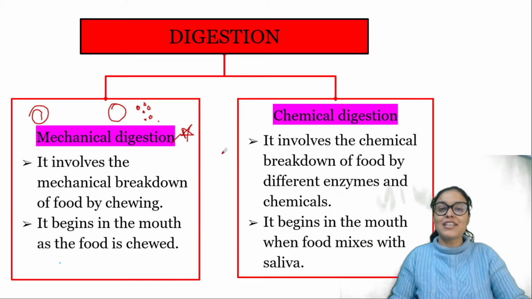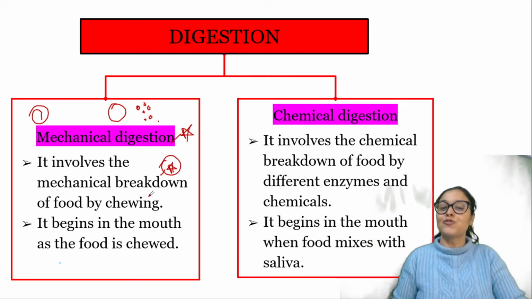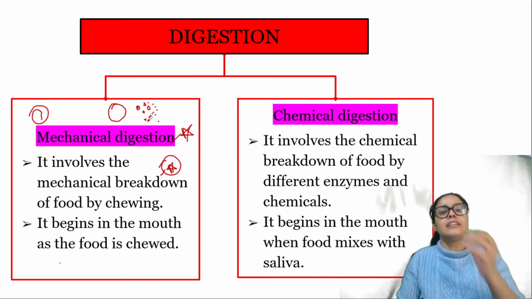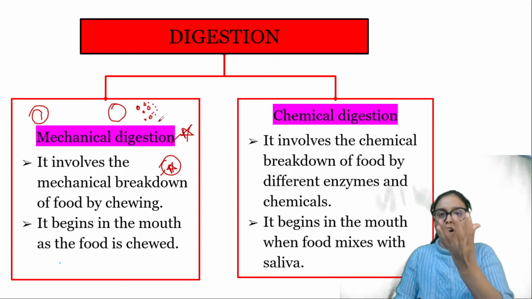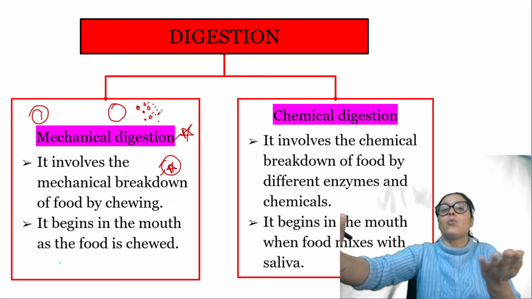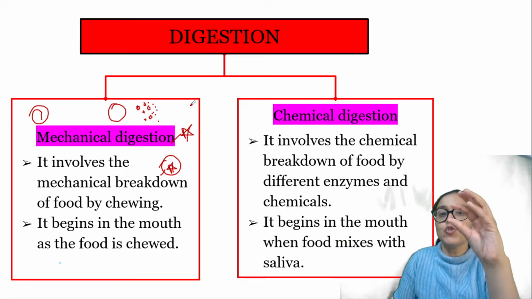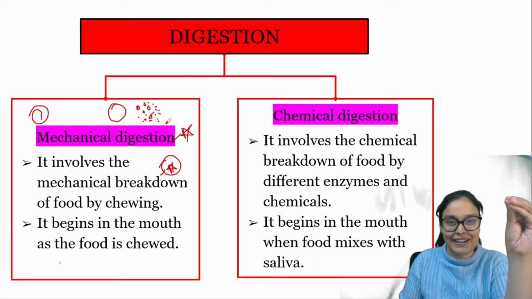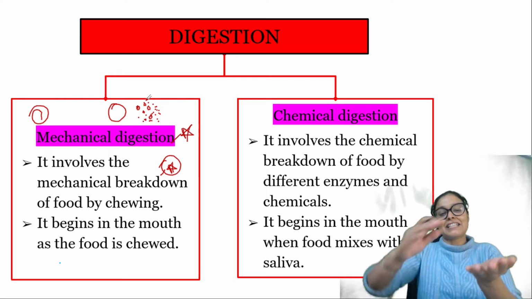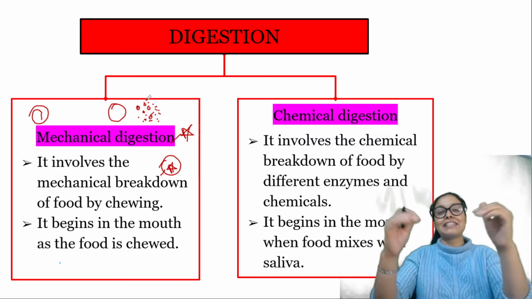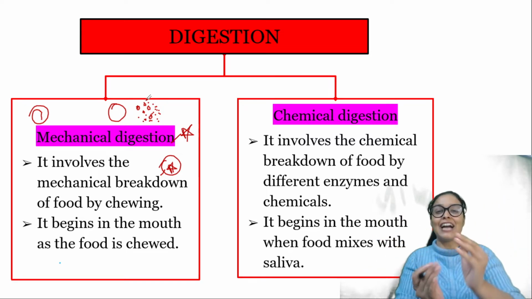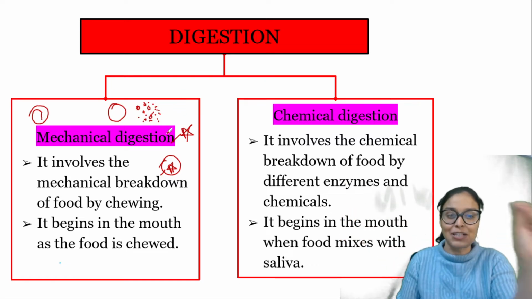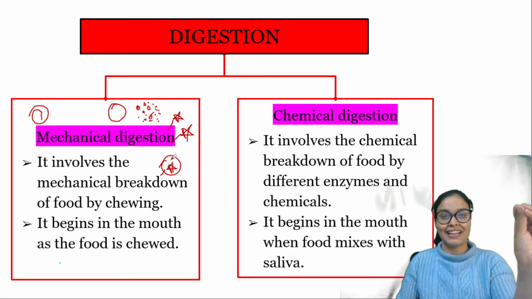And why do we mechanically break down this food? Just because when we break down food by mastication, by chewing, obviously its surface area will increase. All the huge particles of the food will break down into small particles, and hence the surface area will increase. Enzymes will effectively act on each particle nicely. So that is what we want. That is our purpose of mechanical digestion.